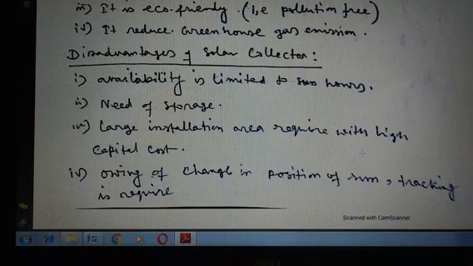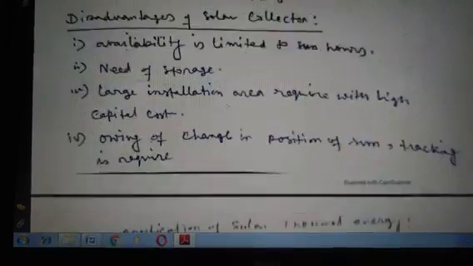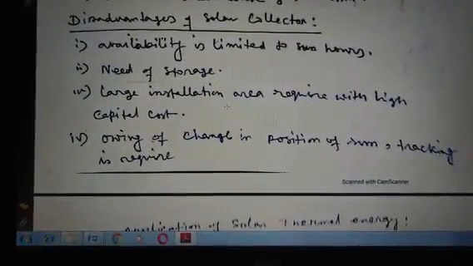Now the disadvantages of the solar collector. Availability is limited to the sun hours. We know the solar hour is constant. That means the solar hour duration is between sunrise and sunset. So after sunset, solar energy is not available. So a backup device is required. The next point is that it needs some storage or backup device, like a battery and other storage devices.